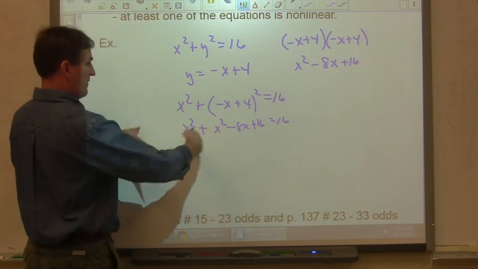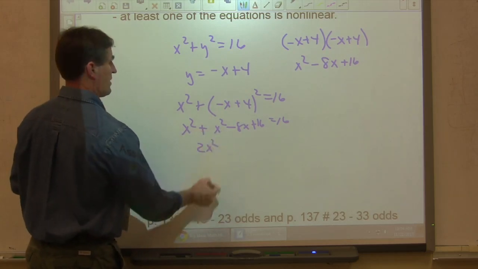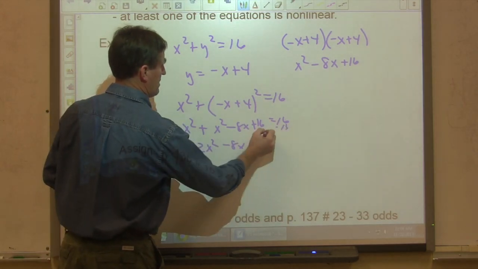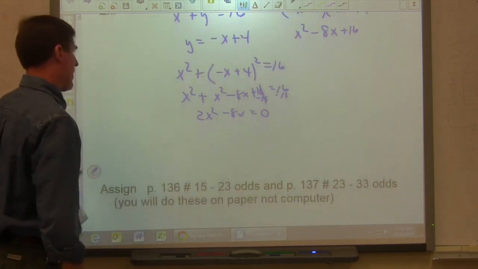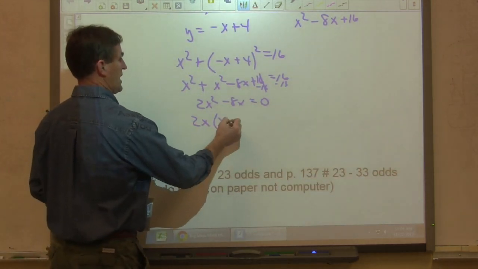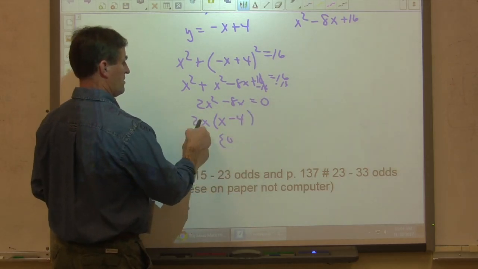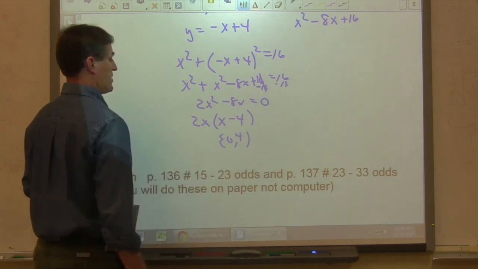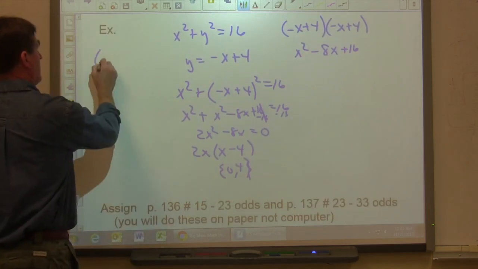I'm going to simplify this and set it equal to 0. So x squared plus x squared is 2x squared minus 8x. Now when I subtract that 16, that cancels. So now I can pull out the greatest common factor, 2x. Get x minus 4. So my answers are 0. 2x equals 0. And opposite this would be 4. So 0 and 4.